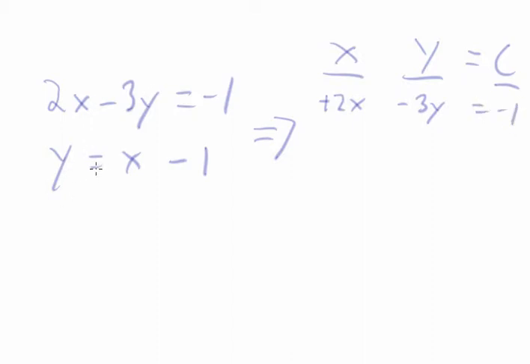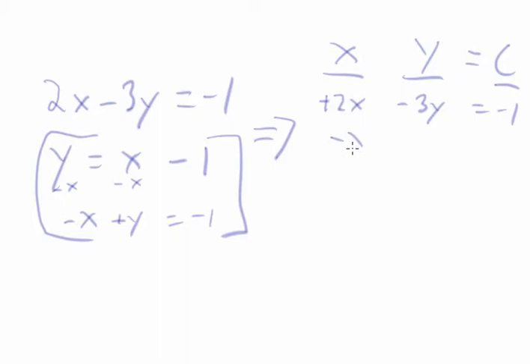And this one I do have to change something. I have to subtract an x from each side here to get all the x's and y's on one side. So I subtract an x from each side, and I get -x plus y equals -1. So here I put -x plus y equals -1.